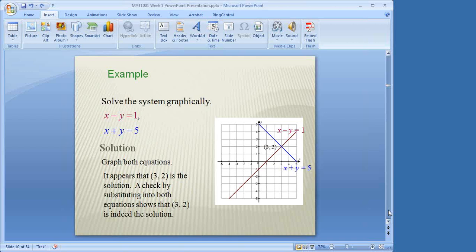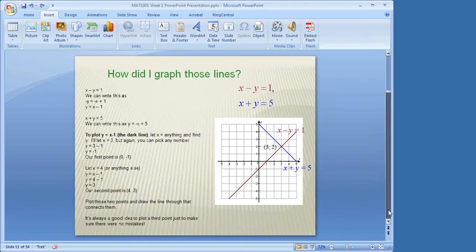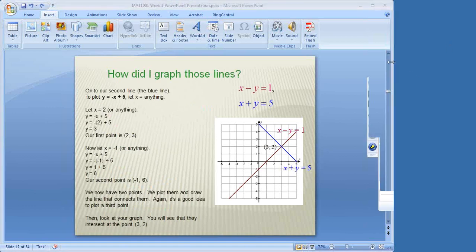Now, if you're thinking, man, what if I'm not so straight with my line? That's going to be okay, because all you have to do is plug in that answer, our claim that (3, 2) is the solution, into each original equation and see if you get a true statement. If you do, it'll just confirm that, yes, you are correct. Now, I'm going to skip this slide for this quick little video, but I do go over in the PowerPoint a very detailed explanation about how I graph those two lines, and I don't want you to miss that.